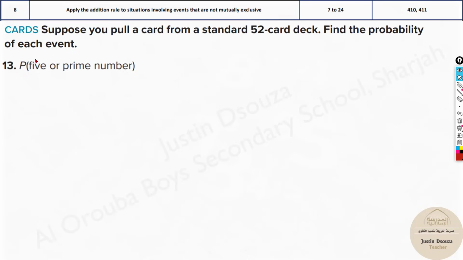Now, probability of five or prime number. Now how many fives are there? There are 4 fives out of 52. Now how many prime numbers are there? The prime numbers are 2, 3, until 10, because 10 is the maximum number card. 4 is not a prime number, 5, 7, 8 no, 9 no. Okay, this is it. There are 4 prime numbers in each suit.